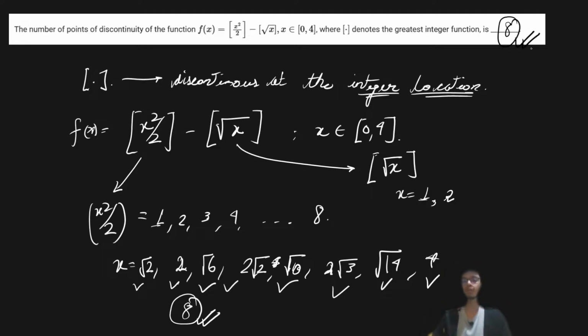So if you know the concept behind the greatest integer function, and you know that these particular functions are not defined, or it's discontinuous, we have a jump discontinuity at integral points. So if you are able to find the integral points, then it is very easy to solve these questions. I hope this question is clear to all of you, right?